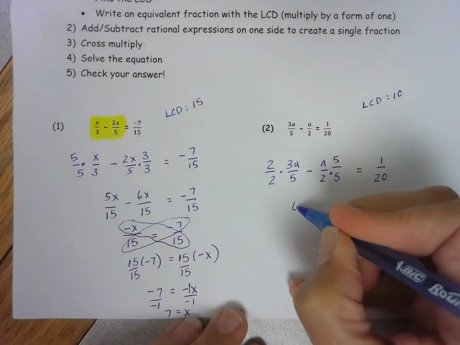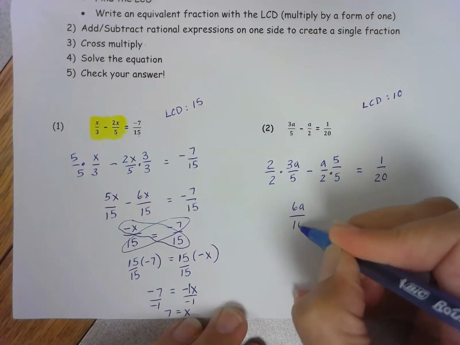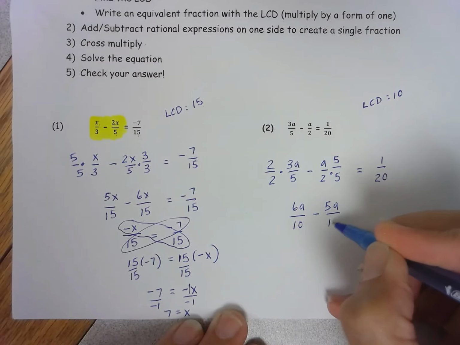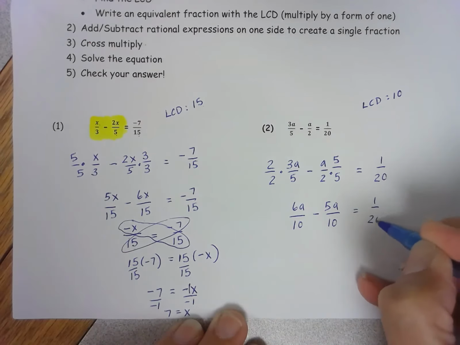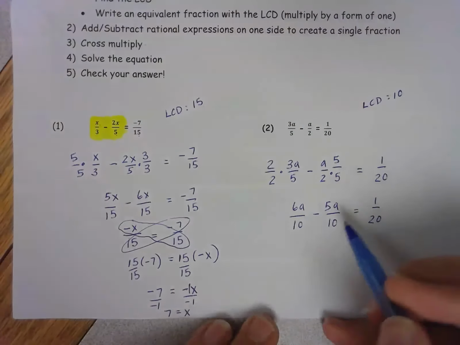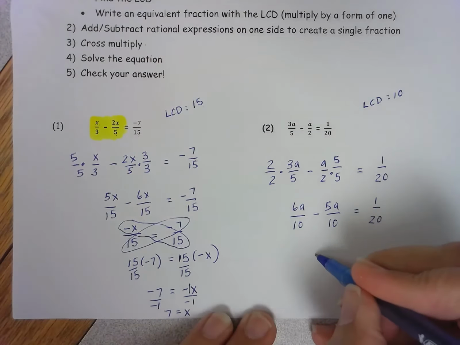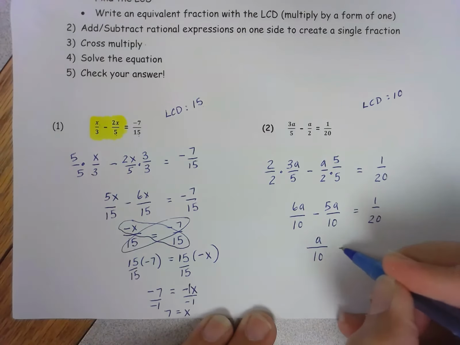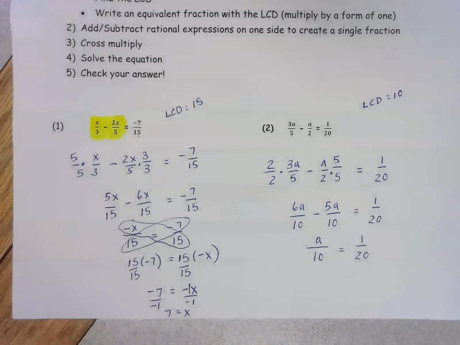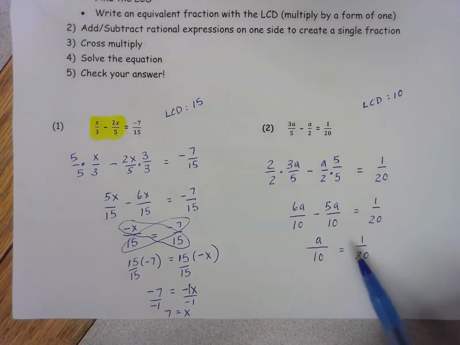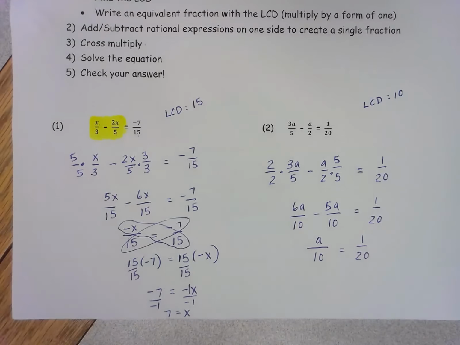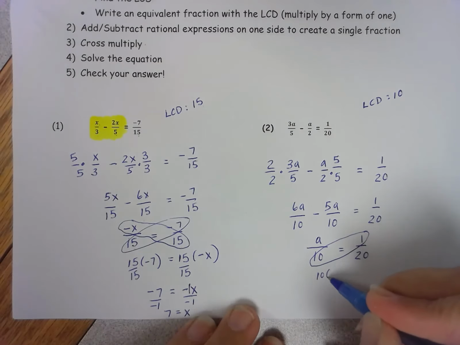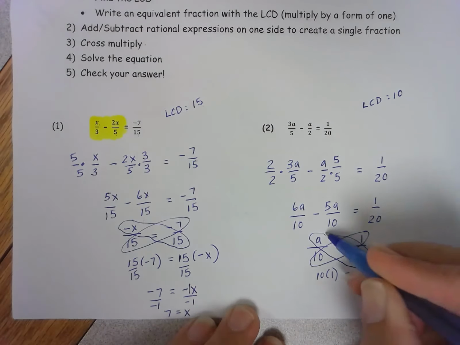Okay, 2 times 3a is 6a. 2 times 5 is 10. Minus 5 times a is 5a. 2 times 5 is 10. And that equals 1 over 20. Since we now have the same denominator, I can keep the denominator and just subtract this. 6a minus 5a is a, equals 1 over 20. I now have a proportion, one fraction equal to another fraction, and I cross multiply to solve for a. So 10 times 1 is going to be 20 times a.